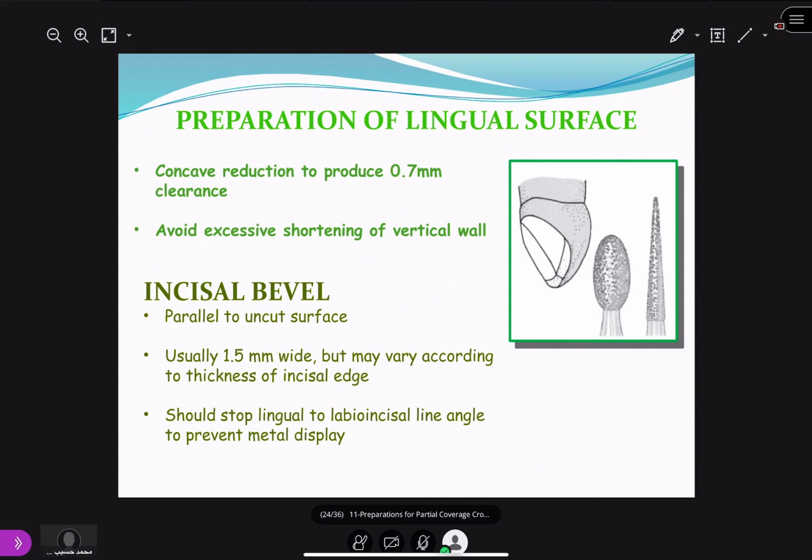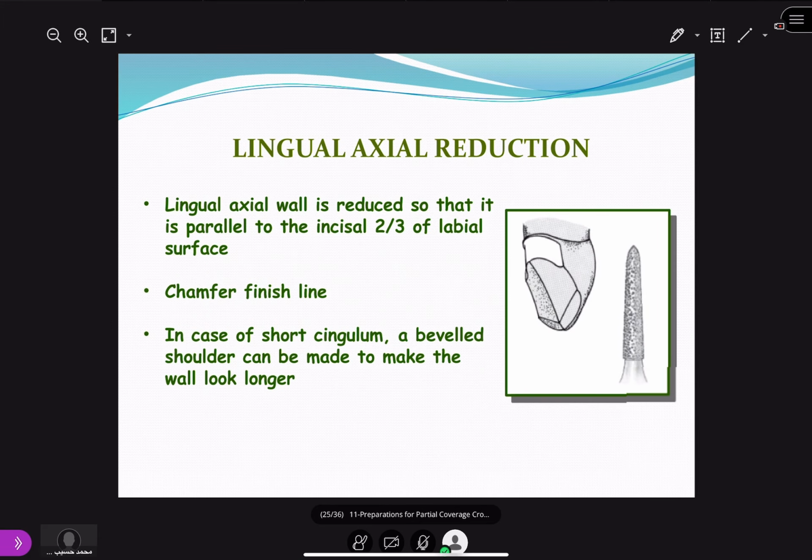So concave reduction to produce 0.7 millimeter clearance, avoiding excessive shortening of the vertical wall. Then an incisal bevel parallel to the uncut surface, usually 1.5 millimeter wide, which may vary according to the thickness of the incisal edge. It should stop lingual to the labio-incisal line angle to prevent metal display.